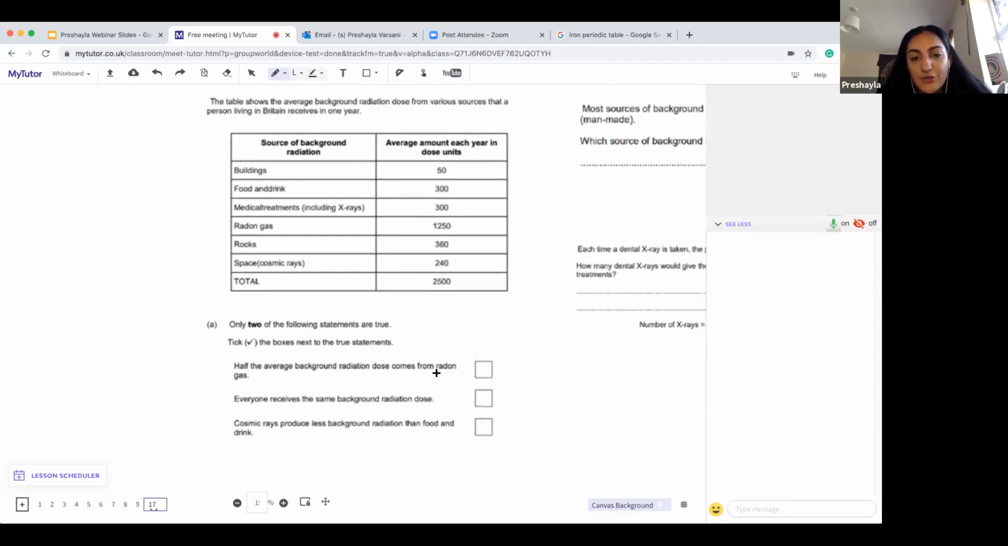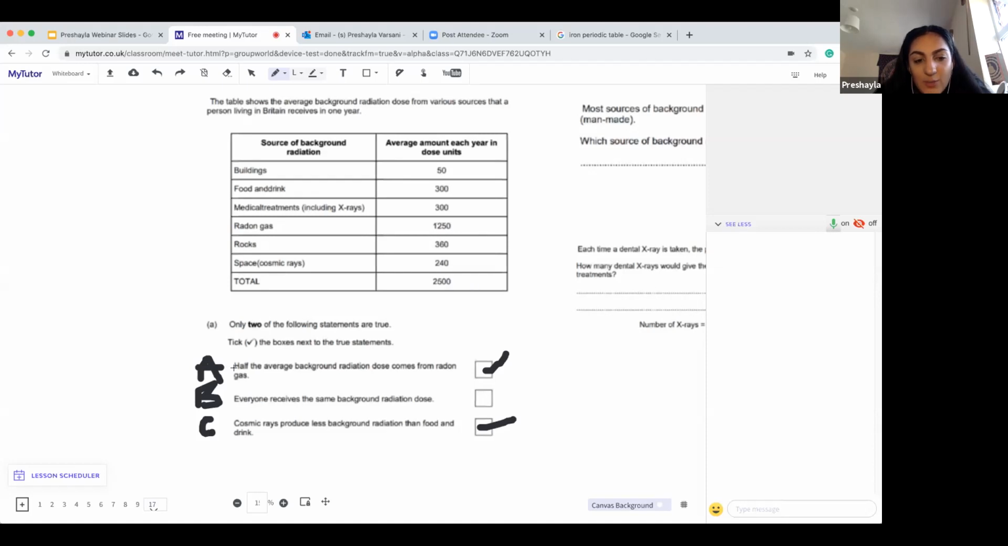Which ones would be true, do we think? Put your answers in the chat. A, B, or C, which two are true? Okay, lots of you saying the correct answer, A and C, that's good.